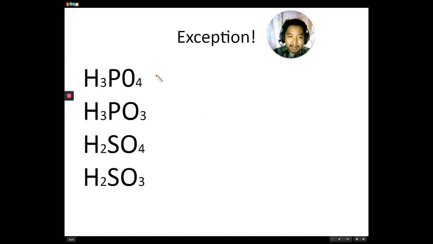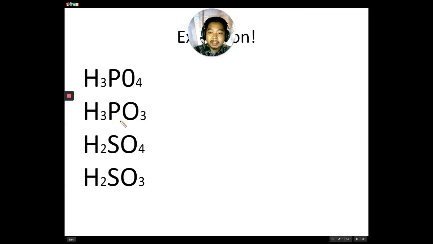Very simple lang. You can try answering this one, and you will either get phosphoric acid or phosphorous acid if you follow the rule strictly. Same here on the second one. You'll get either sulfic acid or sulfous acid. And what do you think is wrong there? It sounds awkward. So, of all the acids, ito lang naman ang dalawang exemption. These 2 are the only exceptions.